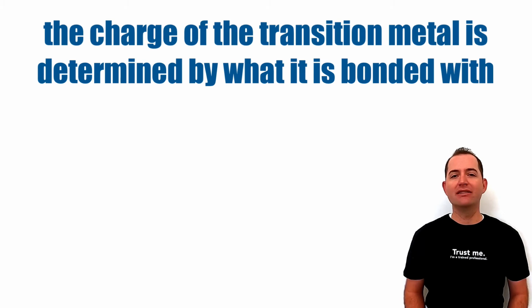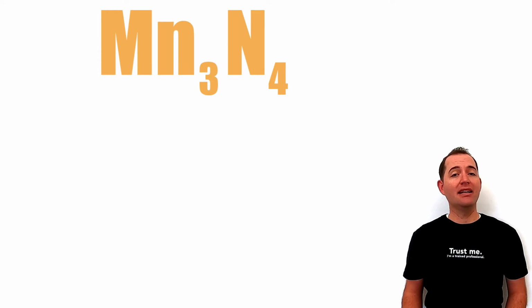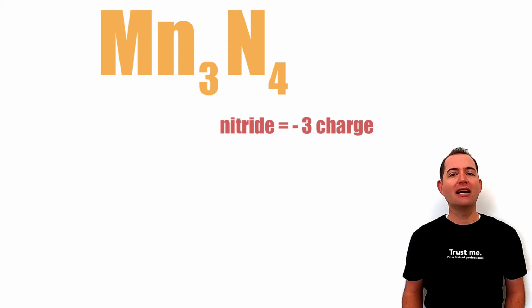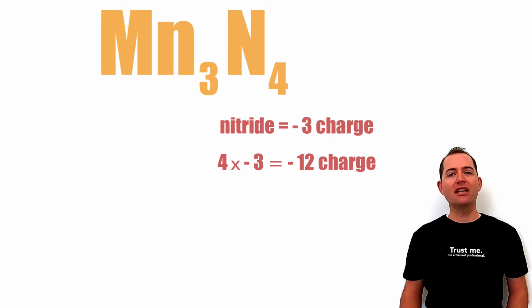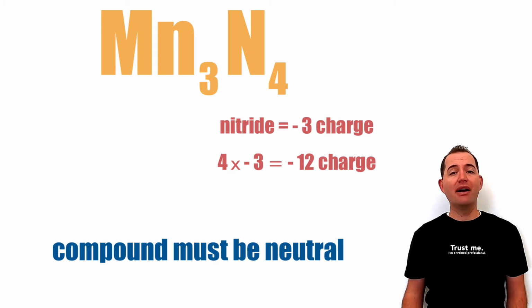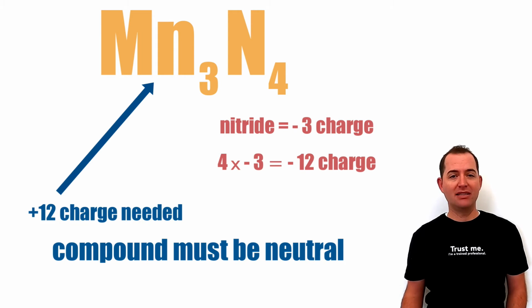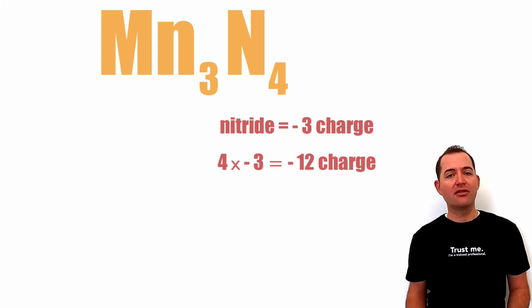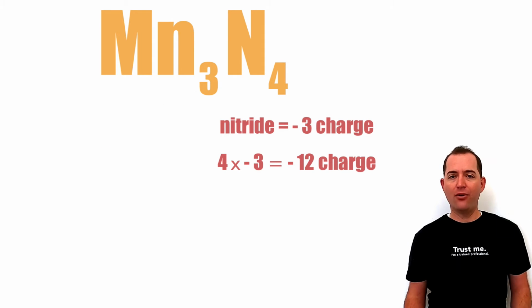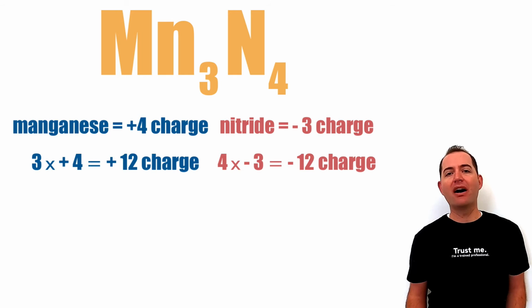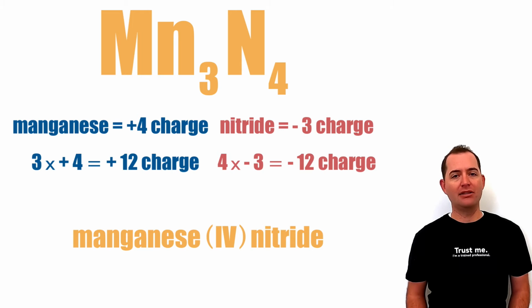Let's look at another example while remembering that the charge of the transition metal is determined based on what it is bonded with. In this case, manganese is bonded with nitride, which has a -3 charge. There are also 4 nitride ions, which accounts for a total -12 charge in this compound. In order for the compound to be neutral, we must have 12 positive charges. The formula shows that there are 3 manganese ions. Therefore, each manganese ion must have a +4 charge. This compound would be named manganese (IV) nitride.